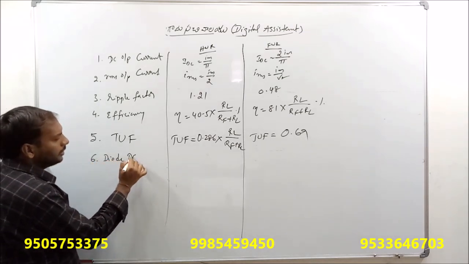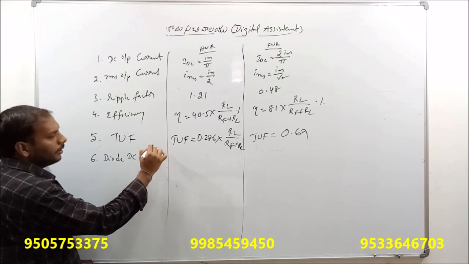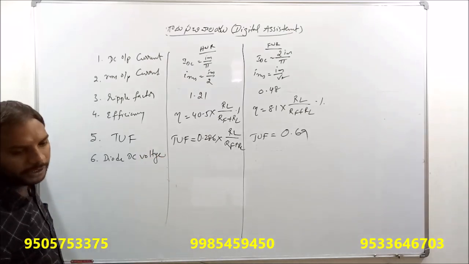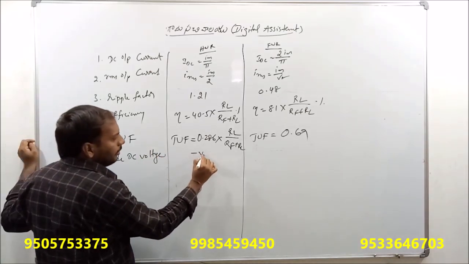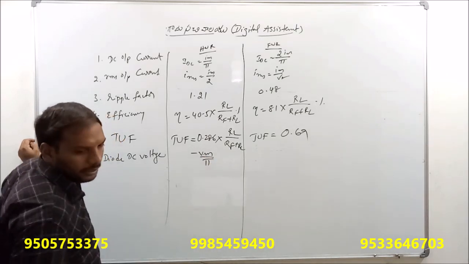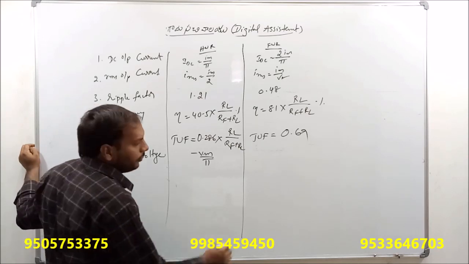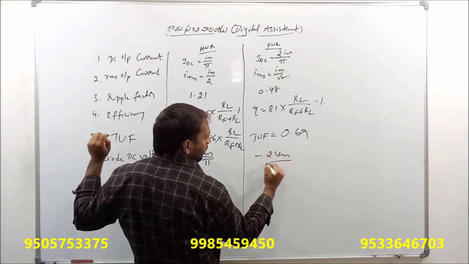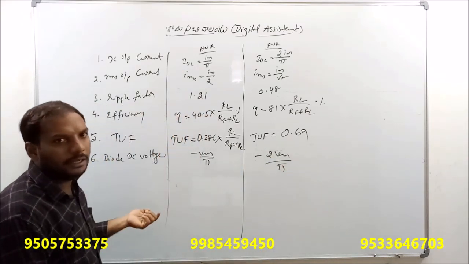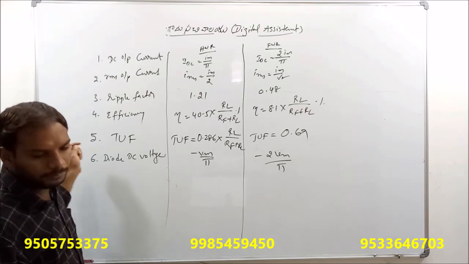And you have the diode DC voltage. The diode DC voltage value will be minus Vm by pi here, and here we will be getting minus 2Vm by pi, so minus Vm by pi and minus 2Vm by pi.